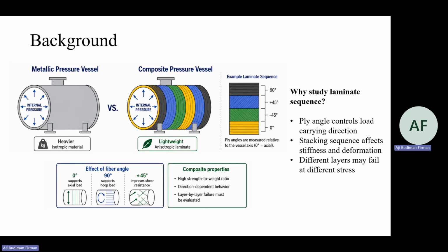The composite itself is an anisotropic material, where the properties depend on the fiber directions and the ply angle. Different ply angles carry different loads. For example, 0-degree plies support axial load, 90-degree plies support hoop load, and 45-degree plies improve shear resistance. Therefore, laminate stacking sequence is important because it affects stiffness, deformation, stress distribution, and failure index.